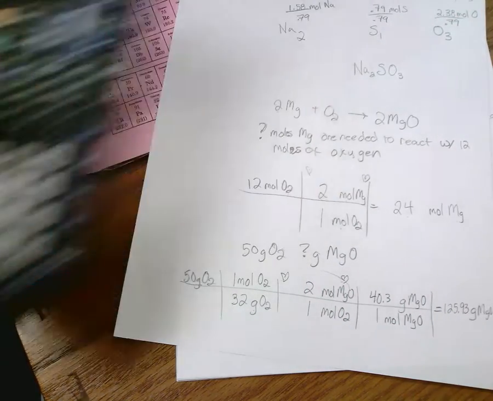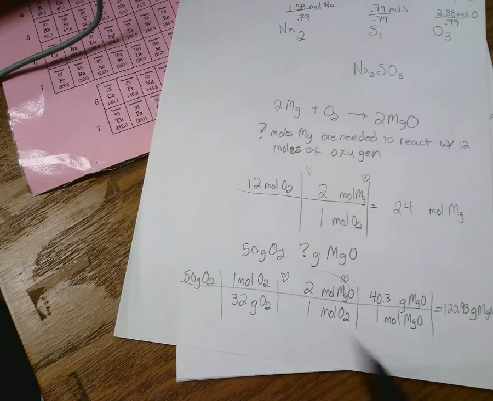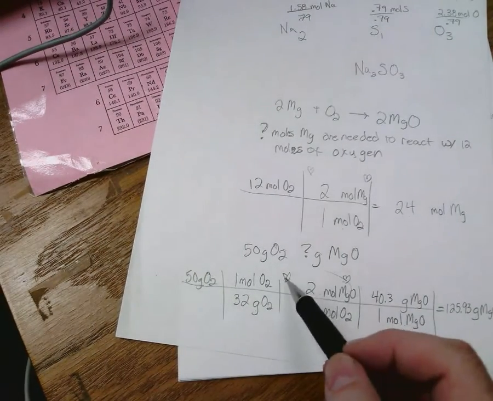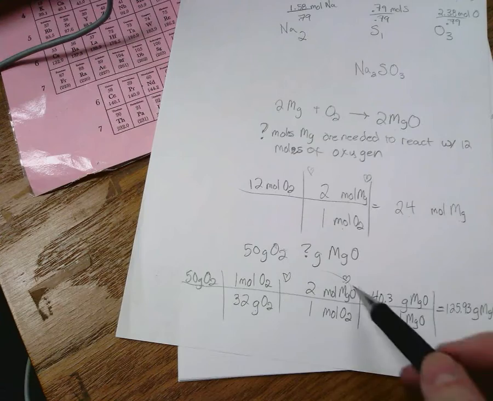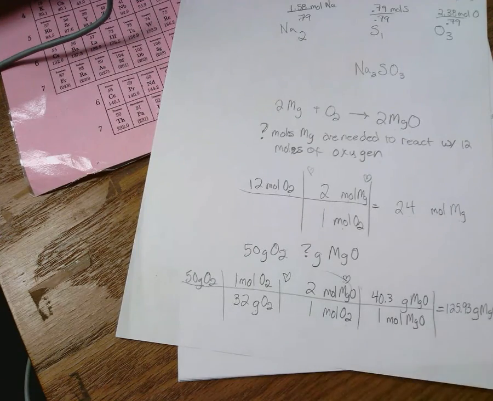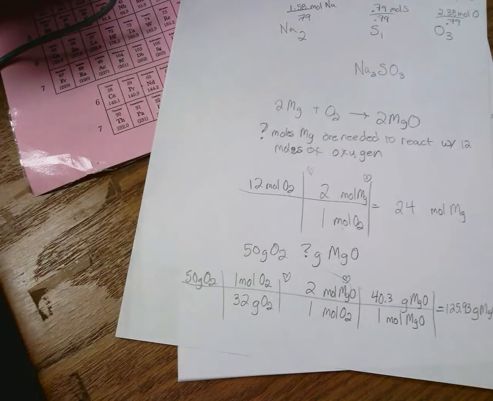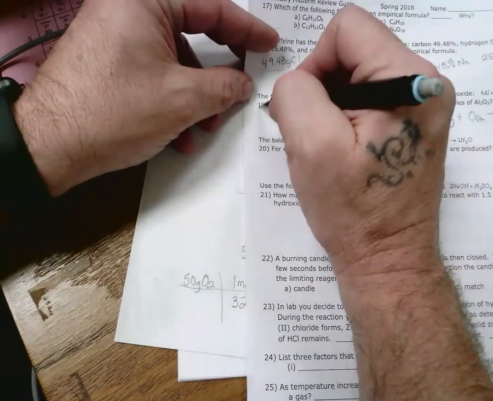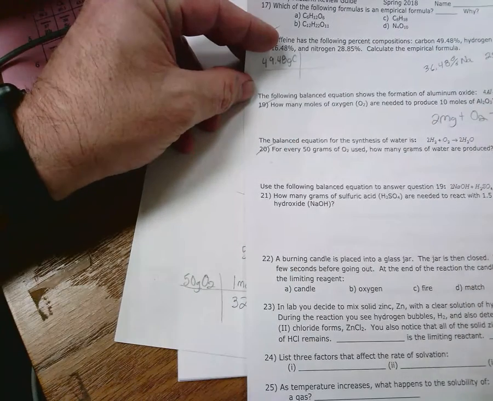125.93 grams of MgO. That is how you do a grams to grams. Make sure that it contains a mole ratio, the heart of the problem. And in grams to grams, it's right in the middle. Okay, so that gets us through 19 and 20.